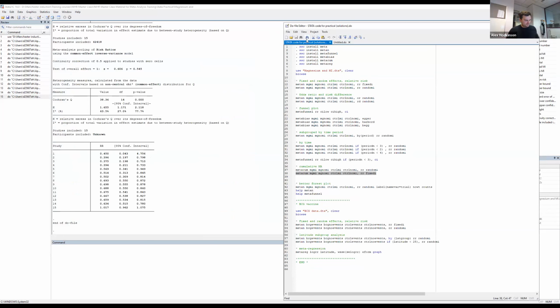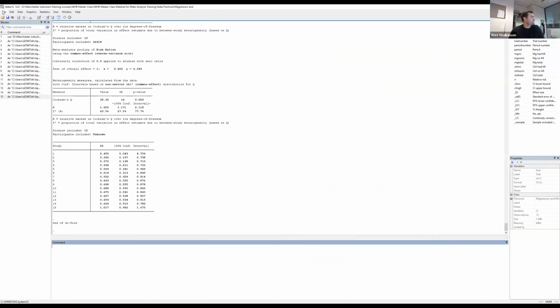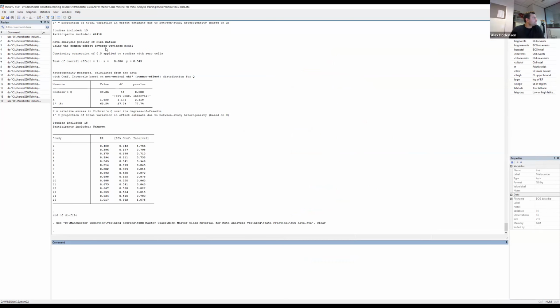So that's the magnesium example. The second example is looking at the use of BCG vaccinations in trying to reduce patients getting tuberculosis infection. So let's open the data set for this. We go. So we can browse the data.